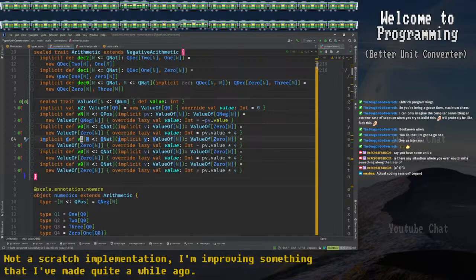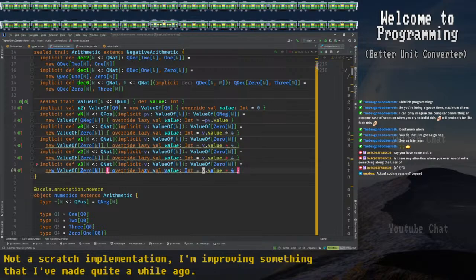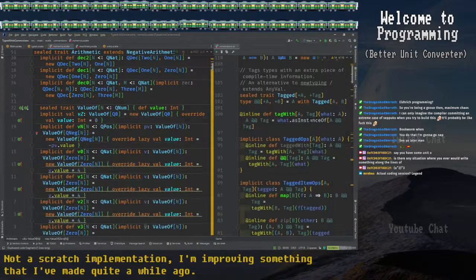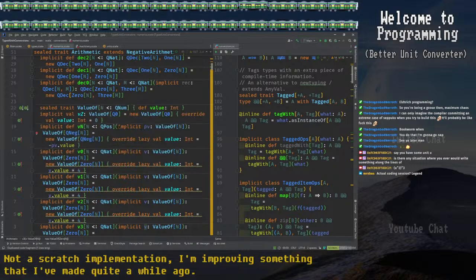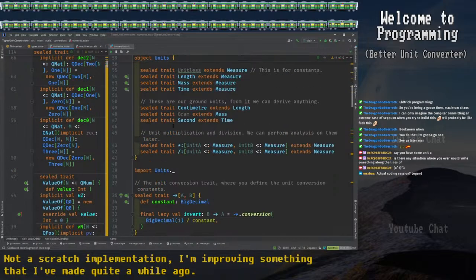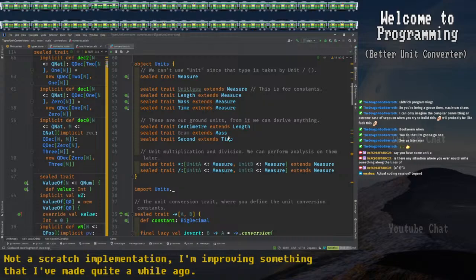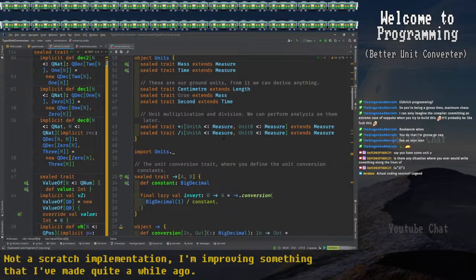Yep. This is me writing cursed stuff. I'm forcing the compiler to do work for me. I am making an improved version of a unit conversion tool that I made like a month and a bit ago. And when I say unit conversion, I mean I am forcing the Scala compiler to automatically derive conversions.